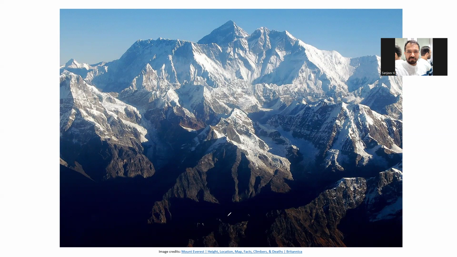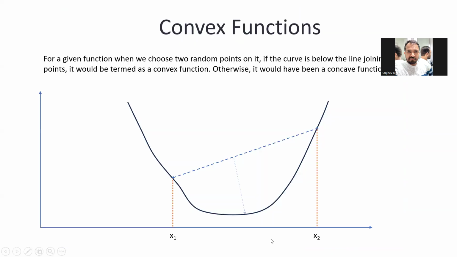So far, so good. So what next? How do we identify that we have reached this horizontal space, and what are the steps that we are talking about? Let's move a couple of steps back and see what mathematics says. Let us say that we have some kind of a function which is like this, okay? And I randomly pick two data points on this particular function. When I make a line through them, if the curve is below the line, then the function is called a convex function. If the curve is above the line, then it would be a concave function.